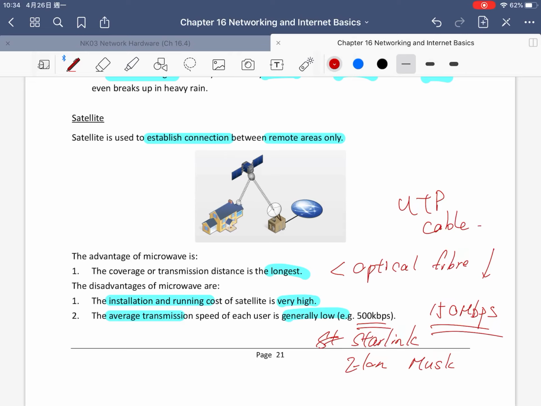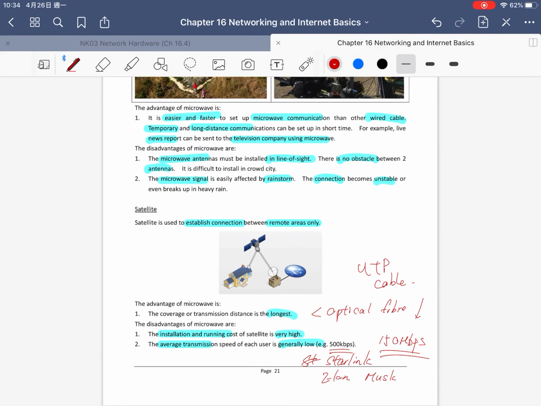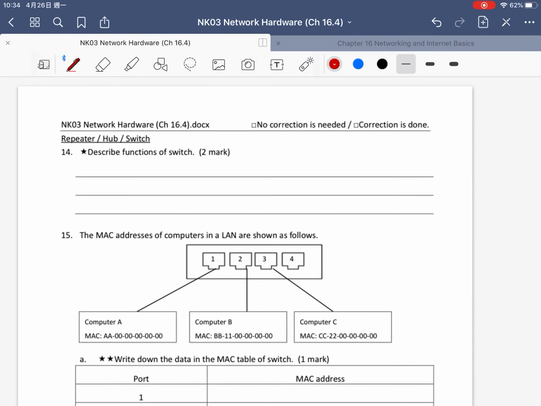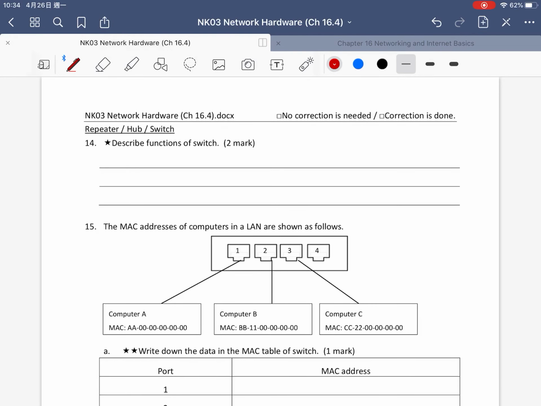Okay, that's it for the discussion about the network interface card and the transmission media. So students, you can complete some questions on the NK03 yourself. We'll talk about the network device later.